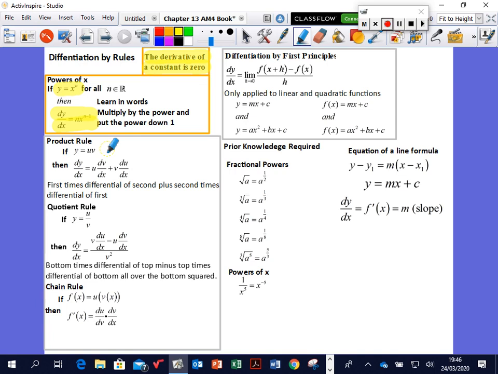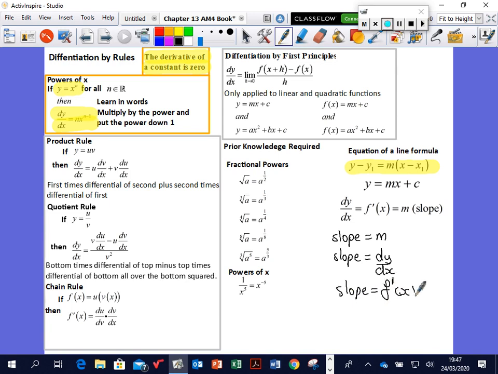We've also learnt today that if we want to find the equation of a line, then we have to quote this formula. Other key points today: we've learnt that slope is equal to m, that slope is also equal to this coding dy dx, and what we're about to see is that slope can also be written as f dash of x, and that is what we want to move on to fairly soon.